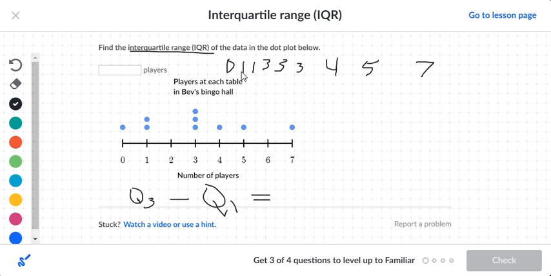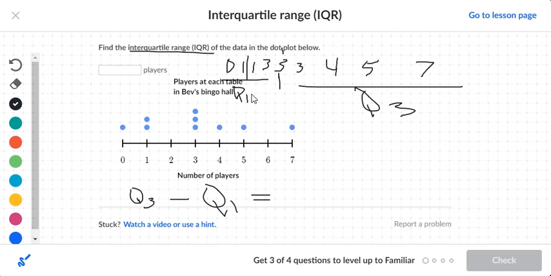So we have 1, 2, 3, 4, 5, 6, 7, 8, 9. So we got 1, 2, 3, 4. So it should be this 3 right here. That's exactly in the middle. So the 3 is in the middle, that's quartile 2, but we don't need quartile 2. We need quartile 1 and we need quartile 3.